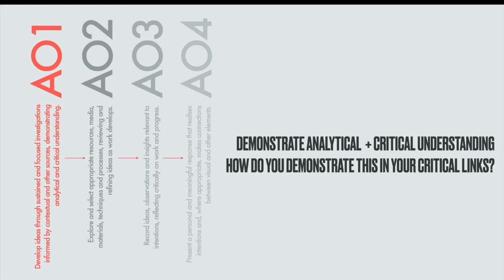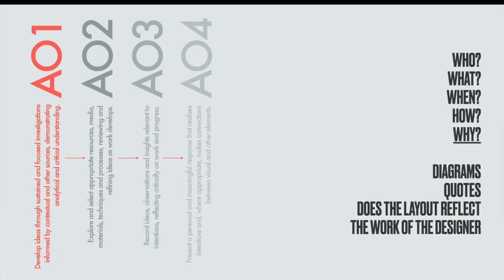So ultimately, how do we do that in a critical link? Well, these are the questions you need to be asking yourself really. So who the artist is, what it is that you're looking at, what's the piece of work, when was it produced. Sometimes this is incredibly important. Obviously, when you look at sort of looking back at art history, certain movements were very pivotal. Just for example, in design, Modernism was a very pivotal movement for graphic design. How the piece was made is sometimes incredibly relevant.